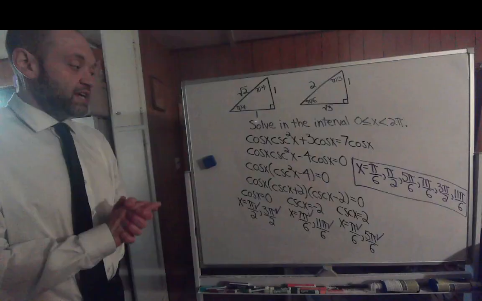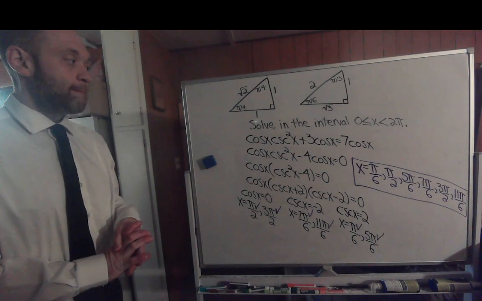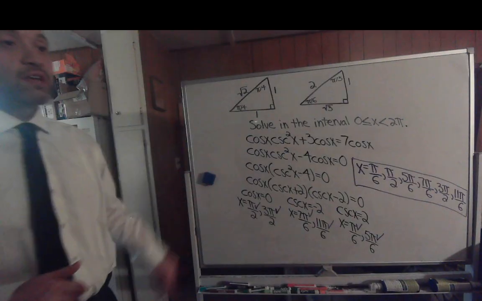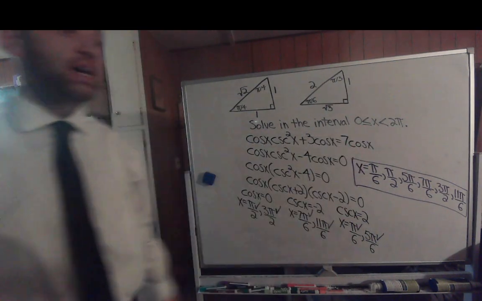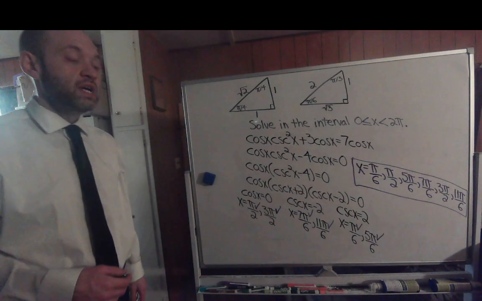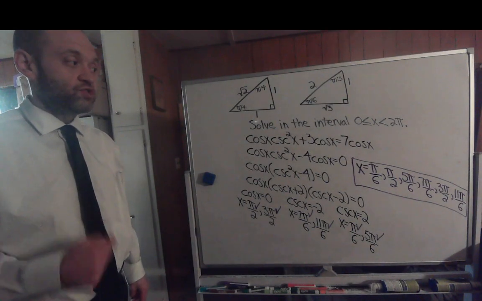So that was it for solving trig equations for the interval from 0 to 2 pi. The next lesson we're going to do the general form of the solution of trig equations.